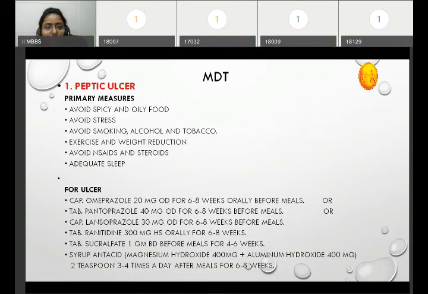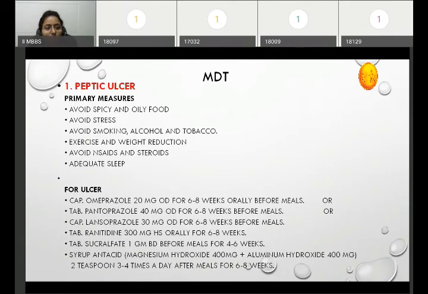Then coming to the multiple drug therapy. What are the different questions that can come under this multiple drug therapy? First one is peptic ulcer. Again, as you have been taught earlier, in multiple drug therapy cases you have to write some primary measures also. It can be a non-pharmacological treatment. First you have to write that, then you have to come to the pharmacological treatment and elaborate it properly. That is known as multiple drug therapy.